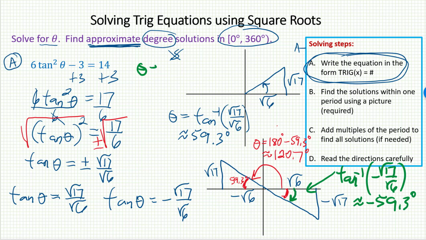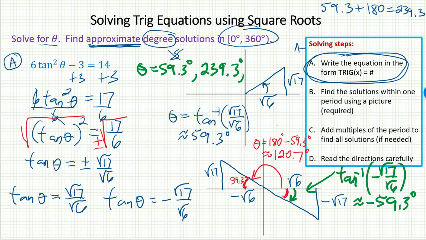Here's what I mean. We know one answer is 59.3 degrees. But we also know that if you keep adding multiples of the period's 180 degrees for the tangent function, you'll get more answers. So I'm going to have to add 180 to that. When I do, I get 239.3. Well, that's still in the interval that I'm looking for, so that must be an answer too. Well, what if I add another 180 onto this? That would be too big. That would put it over 400. That's outside of that range. So I know I don't need any more from that first answer.